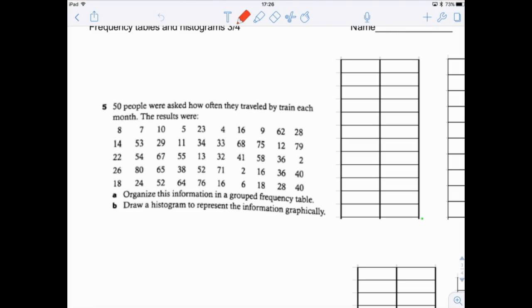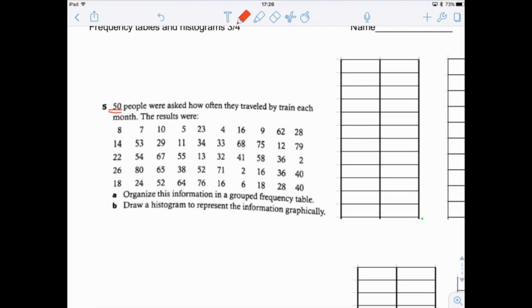They give you a bunch of different numbers, one from each person. Obviously, there's 50 pieces of data because it's 50 people. Organize this information in a grouped frequency table. Grouped frequency table means that we're going to have intervals, ranges of numbers, like buckets that we're going to put these numbers into. So we're not going to number these 1, 2, 3, 4, 5, etc. We're going to put them in groups like 1 to 5 or 6 to 10, things like that. And the groups are going to be the same size.